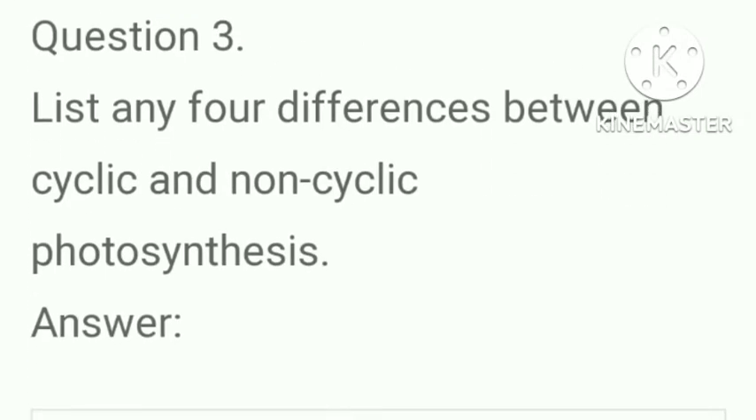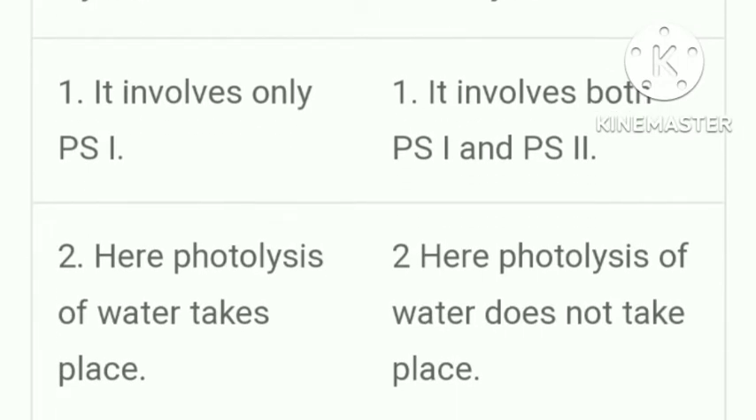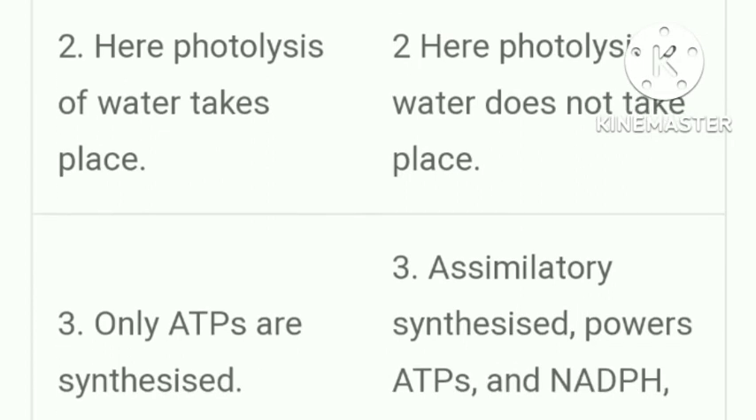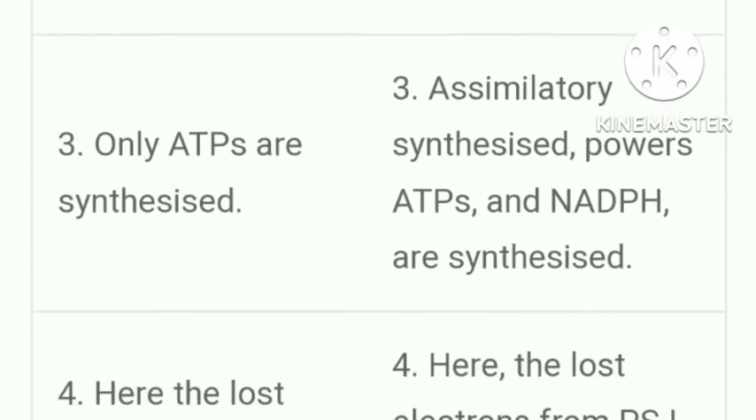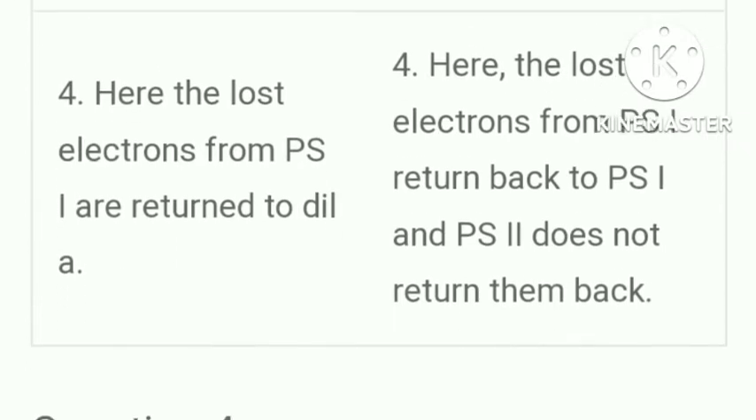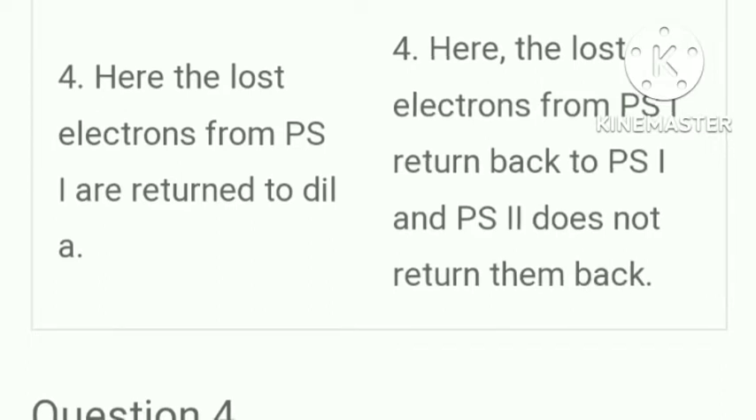List any 4 differences between cyclic and non-cyclic photosynthesis. Cyclic involves only PSI, non-cyclic involves both PSI and PSII. Here, photolysis of water takes place. Here, photolysis of water does not take place. Only ATP is synthesized. Assimilatory powers, ATP and NADPH, are synthesized. Here, the lost electrons from PSI are returned to it. Here, the lost electron of PSI returns back to PSI and that of PSII does not return back.